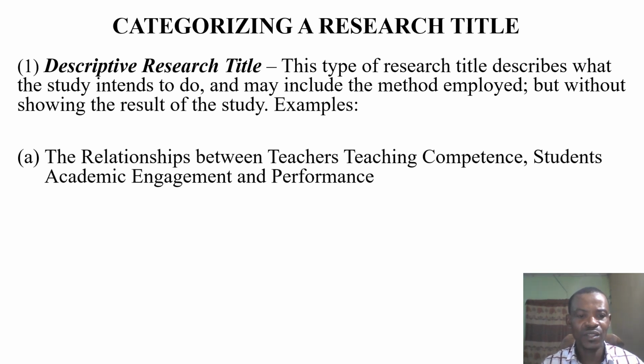The first one here is the relationship between teachers' teaching competence, students' academic engagement, and academic performance. This title is descriptive in the sense that it tends to describe the relationship between these constructs: teaching competence, students' academic engagement, and students' academic performance. That's a descriptive research title.